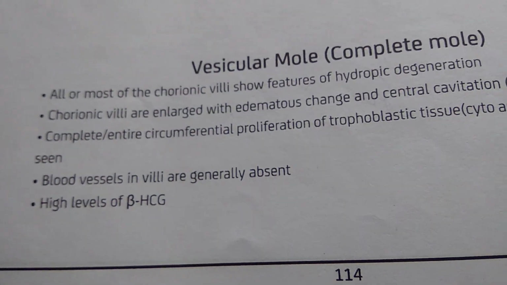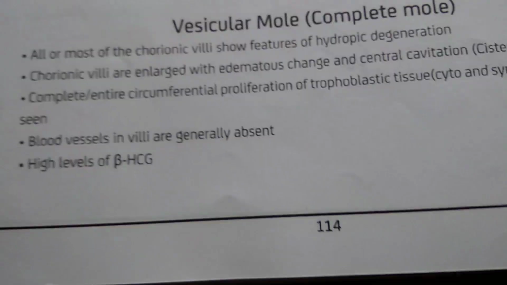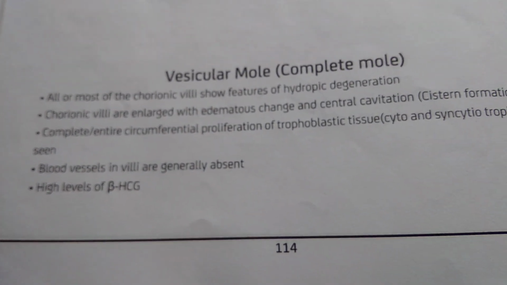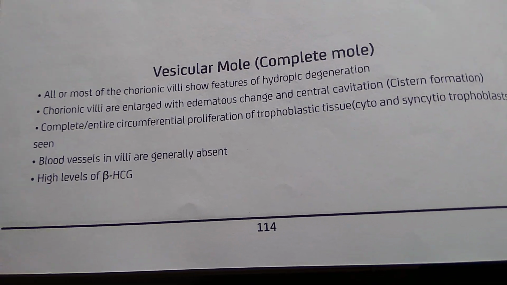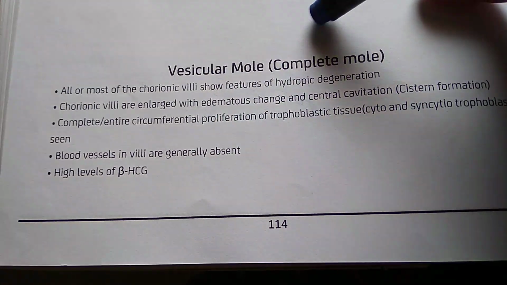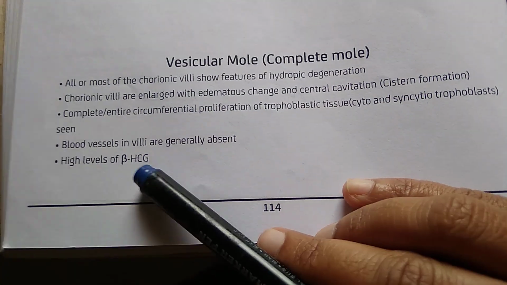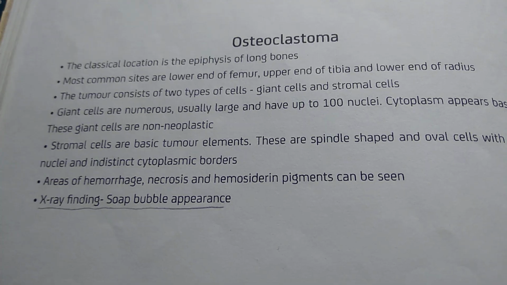Nice explanation they have given on this side, guys. Most of the chorionic villi will show hydropic degeneration. There is central cavitation, cistern formation. Okay, then there is cyto and syncytial trophoblast, complete involvement. That's why it's called a complete mole. Okay, then high level of beta HCG. That's important. So you will think they are pregnant, but actually they will be having a molar pregnancy.